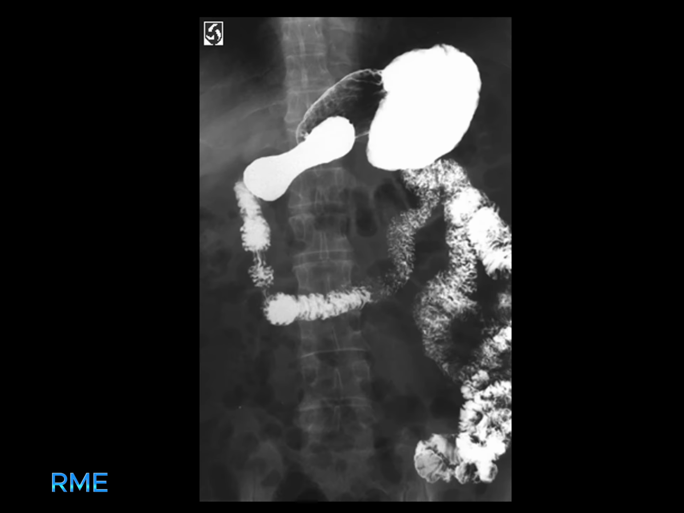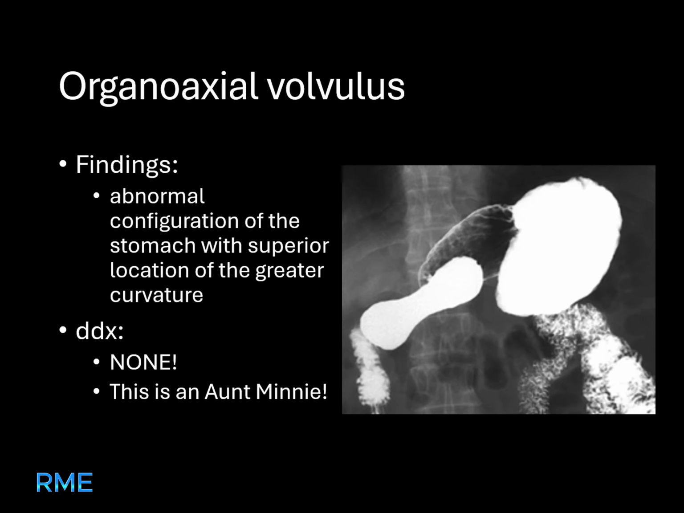What do you see in this image? This image shows an abnormal configuration of the stomach with the superior location of the greater curvature. These findings are indicative of an organoaxial volvulus. The stomach is twisted along its long axis, which can cause obstruction and ischemia. There are no differential diagnoses here.